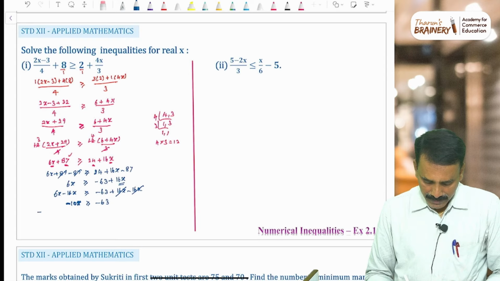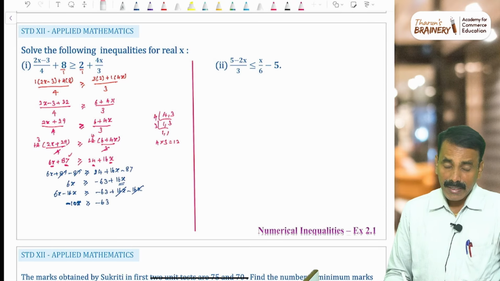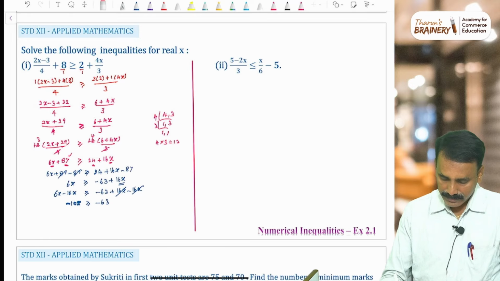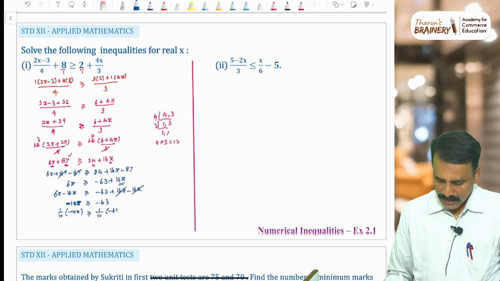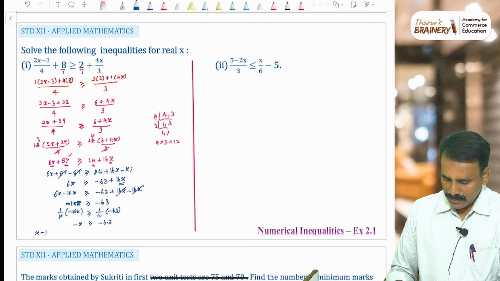So first we divide by 10, that is we multiply by the multiplicative inverse of 10, which is nothing but 1 by 10. So 1 by 10 into minus 10x greater than or equal to 1 by 10 into minus 63. So 10 cancels. So minus x is greater than or equal to minus 63 by 10, which is nothing but minus 6.3. Now I multiply with minus 1. When I multiply by minus 1, this becomes x. The inequality is getting reversed, less than or equal to minus into minus plus 6.3.